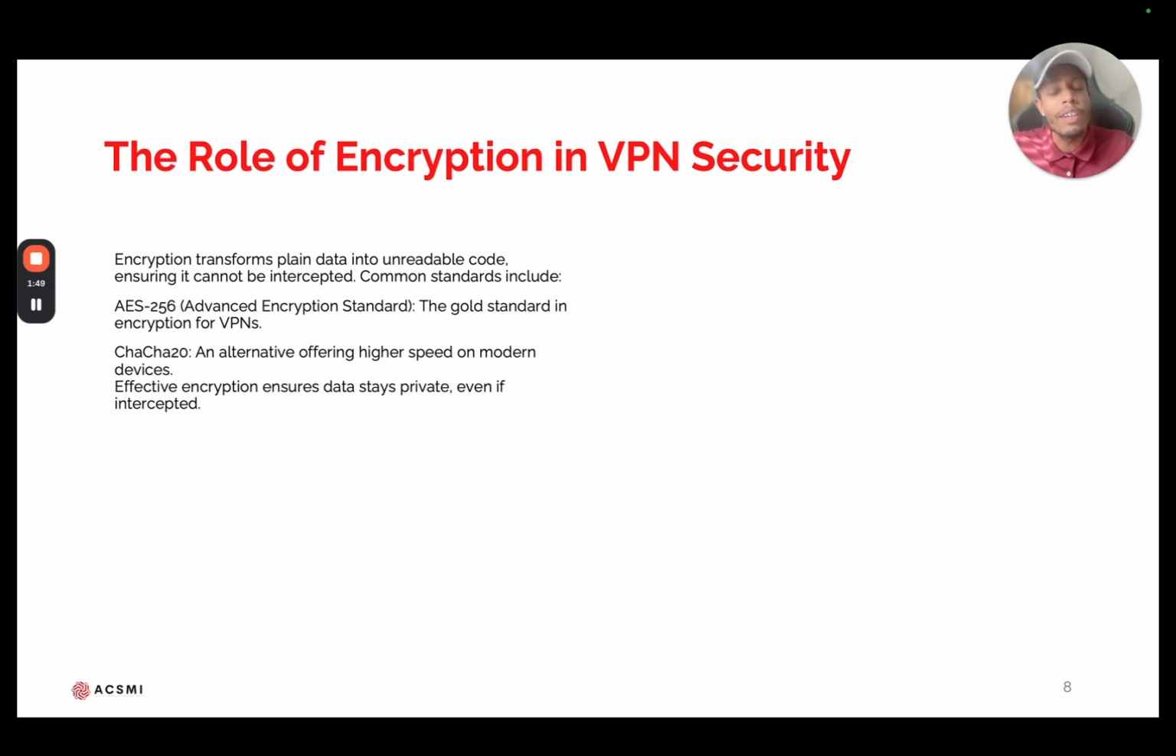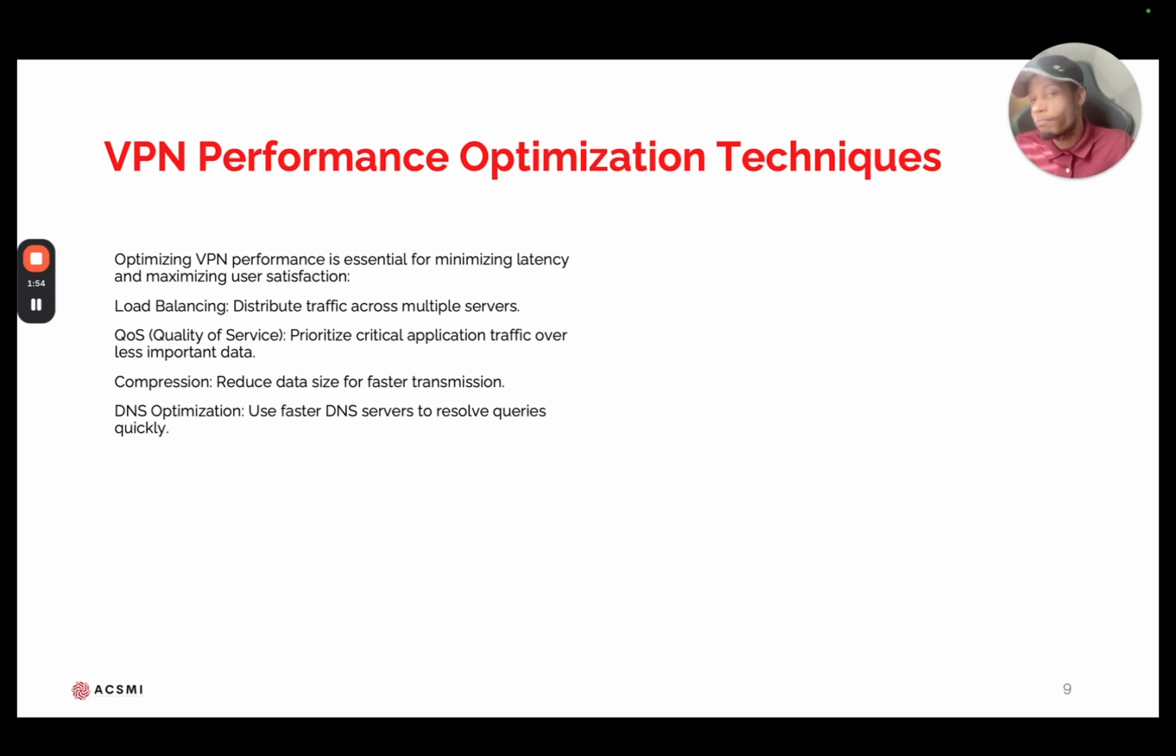Now, the role of encryption within VPN security is quite simple. We're just trying to encrypt that traffic. That's it. We're trying to encrypt the traffic from point A to point B. And then being able to optimize that with load balancing, with quality of service, with compression. So these are all ways that we'll really do that. Now, this is going to affect the performance too, because think about the quality of service, right? We're going to prioritize critical applications over something that's not so important. Or compression, which is we're going to reduce the data size because smaller data gets there faster.